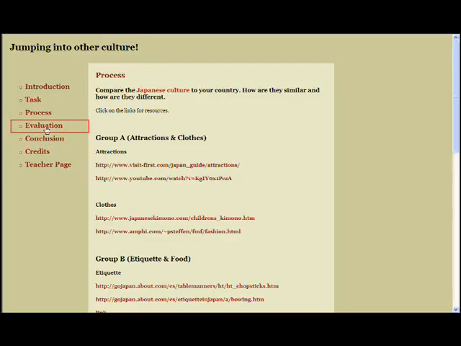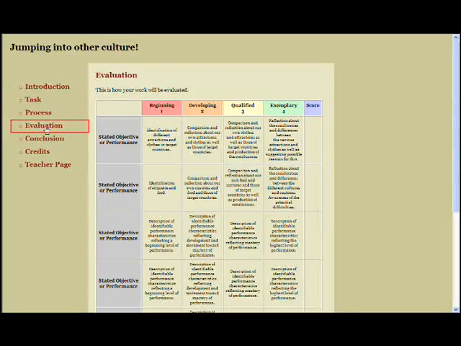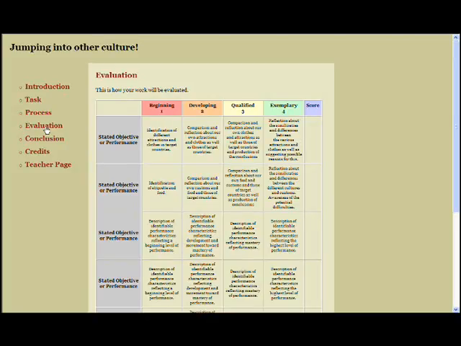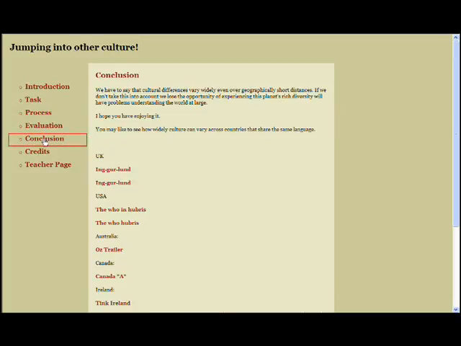Moving back to the home page, we can click on the evaluation tab, and we can see that here there's a rubric outlining the various methods of scoring depending on the specific objectives. Moving on to the conclusion tab, you can see that this is where you would wrap up what the students have learnt and also provide sort of follow-up links.